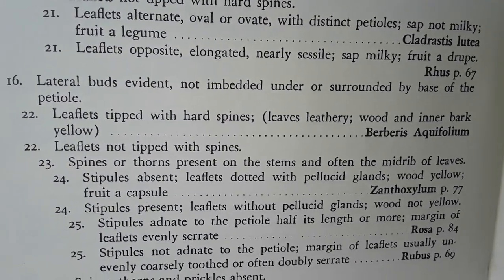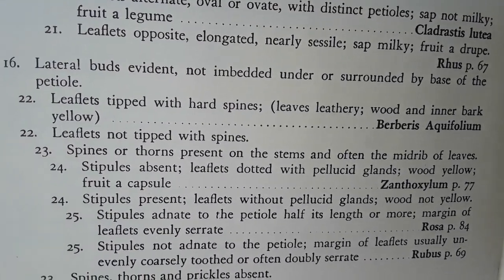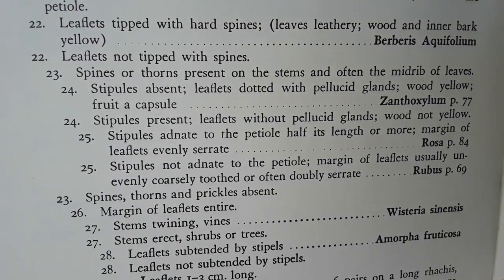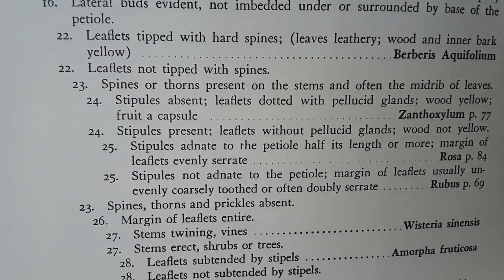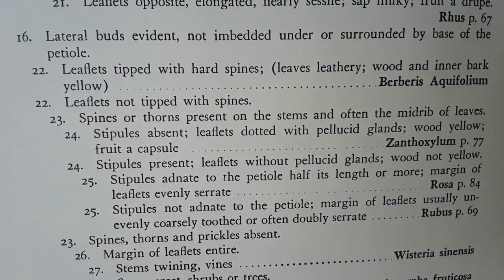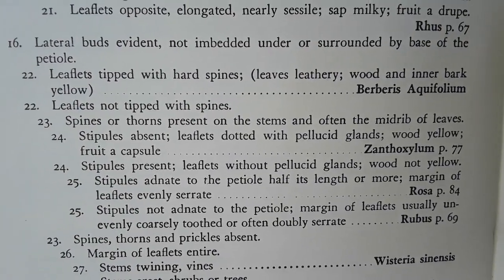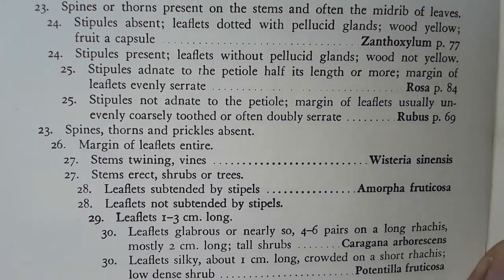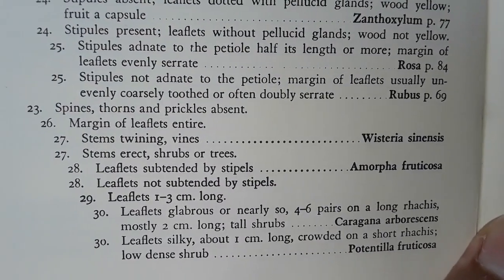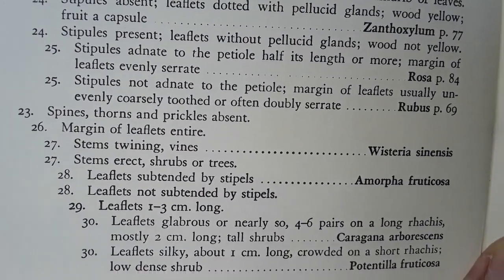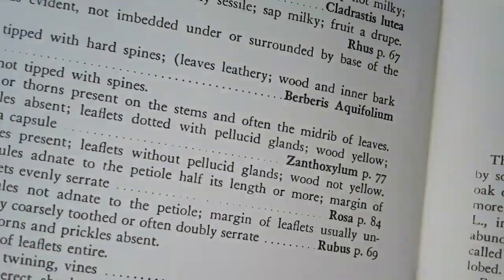Leaflets tipped with hard spines. There are no spines on this tree. Leaflets not tipped with spines. Okay, so we go to number 22. Leaflets not tipped with spines. Spines or thorns present? No, it's not. Spines and thorns and prickles absent. Margin of leaves entire? Absolutely not.